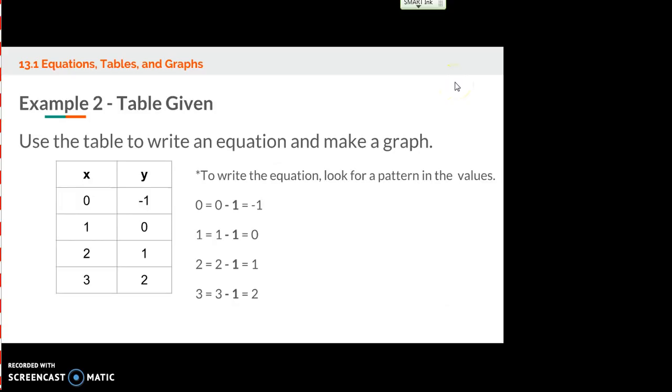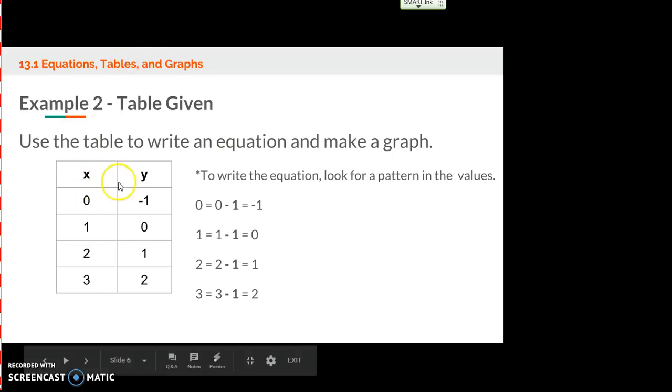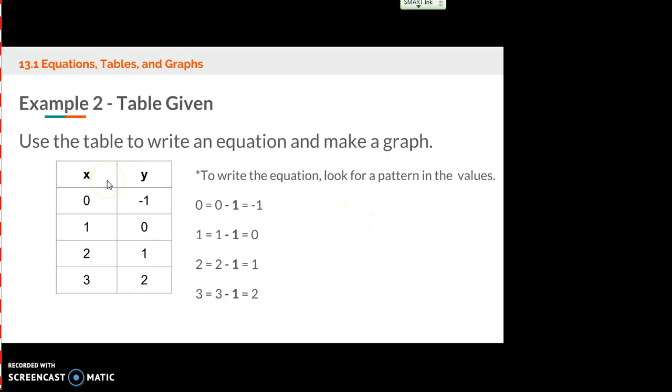Example 2. What if I give you the table? How do you write the equation and make the graph? All right, so we have this table here. Here's our x values. Here's our y values. To write the equation, we're always going to look for a pattern. What is happening? I had an x. Remember, x is what math you're doing first. So what are you doing to the 0 to get out a -1?